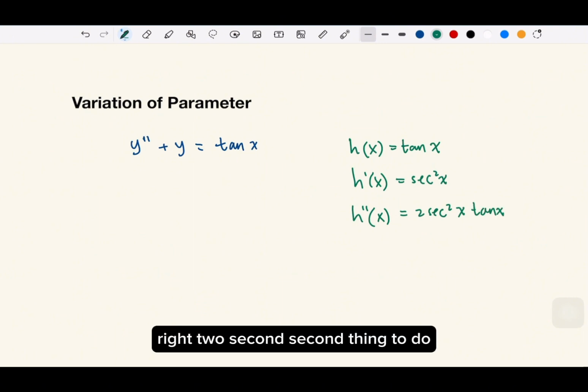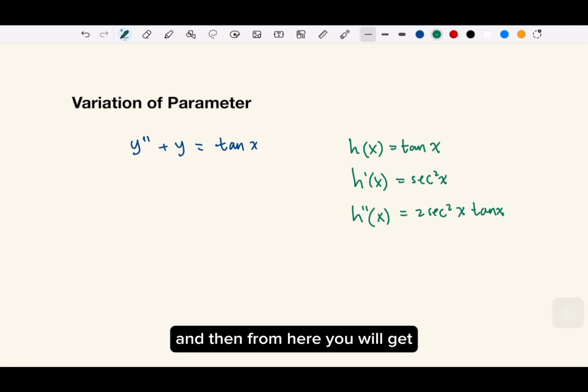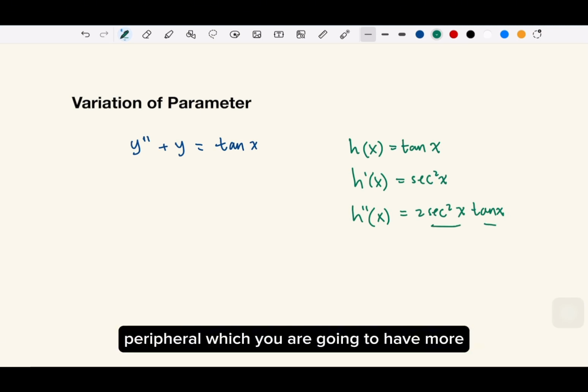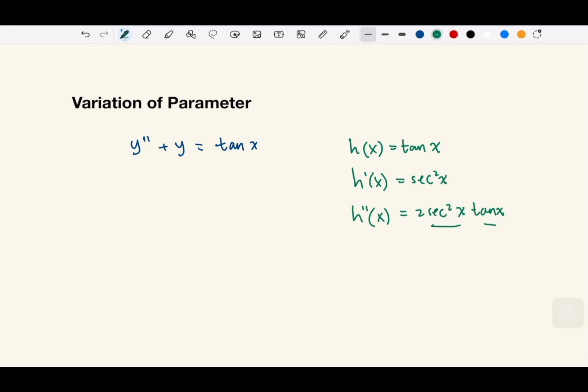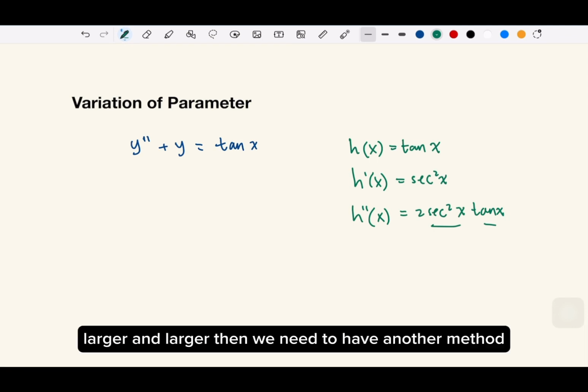Right? To secant tangent, right? Yeah. And then from here you will get the product rule, which is going to give you more expansion. Since this is going to be larger and larger, we need to have another method.